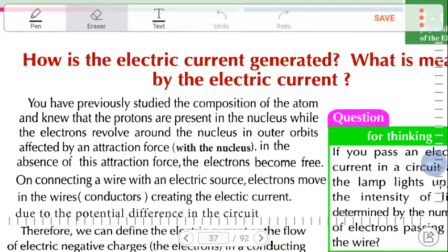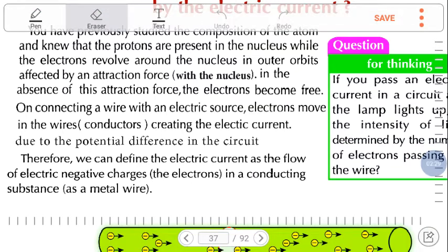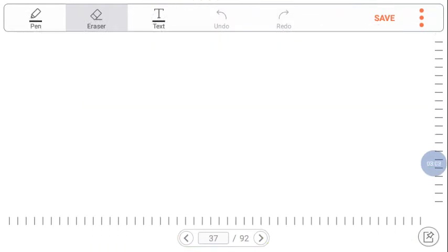Therefore, we can define the electric current as the flow of the electrons or the electric negative charge in a conducting substance such as a metal wire. So, the metal wire plays an important role in changing the electrons from rotating around the nucleus to become free to move or flow through the wire. So, this is how the electric current can be generated in the wires.